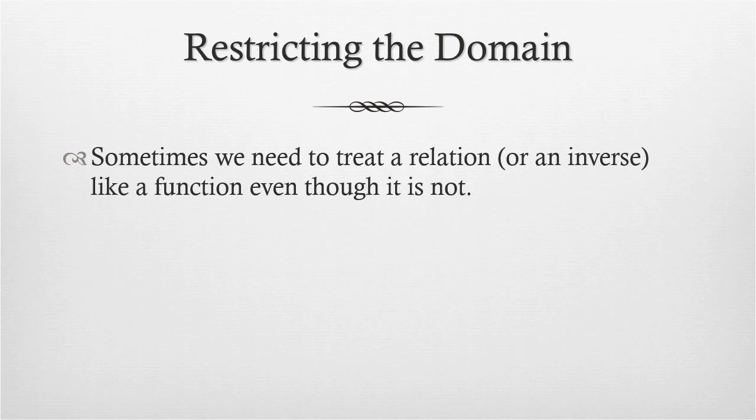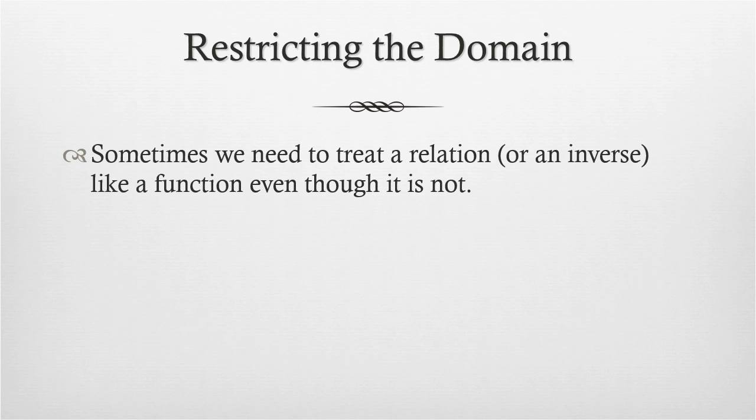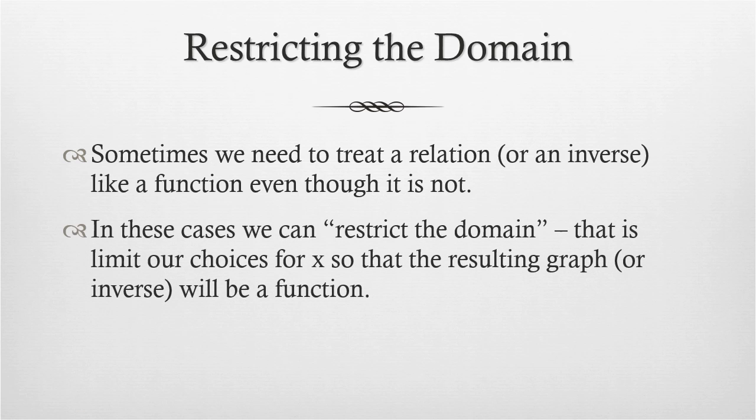Now sometimes we need to treat a relation or an inverse like a function even though it isn't. And when this is the case, we do what's called restricting the domain. In other words, we limit our choices for x so that the resulting graph or the inverse will be a function. So this is where you'll have a problem and they'll say x can only be these numbers or x can't be these numbers. What they're doing is they're restricting the domain to allow the equation to be a function.